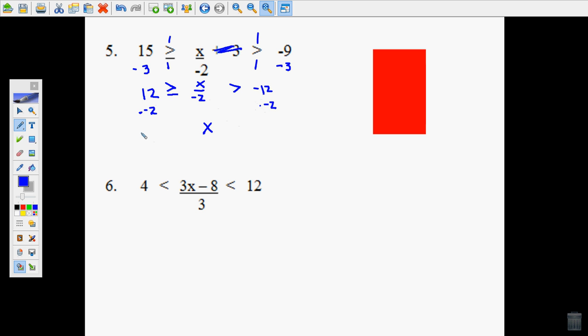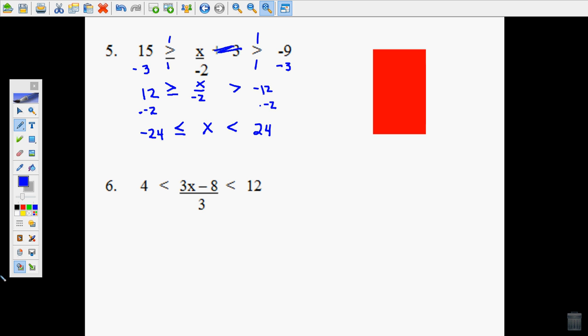So in the middle, we're just going to be left with x. 12 times negative 2, that's negative 24. Negative 12 times negative 2 is positive 24. And here's an example of where we multiplied by a negative number. And so those inequality signs have to change directions. It was greater than or equal to, and it's going to become less than or equal to. This one was greater than, and so it's going to become less than. So negative 24 is less than or equal to x, which is less than 24.